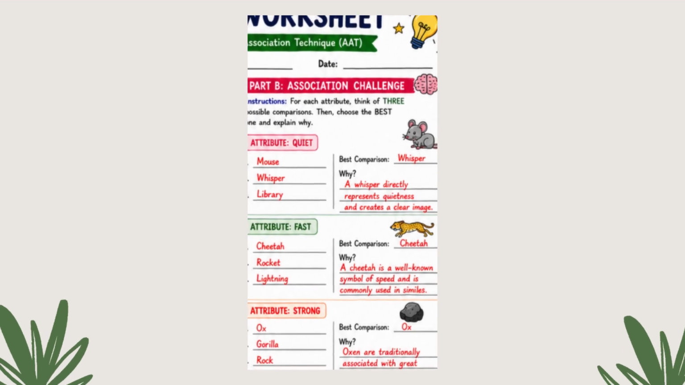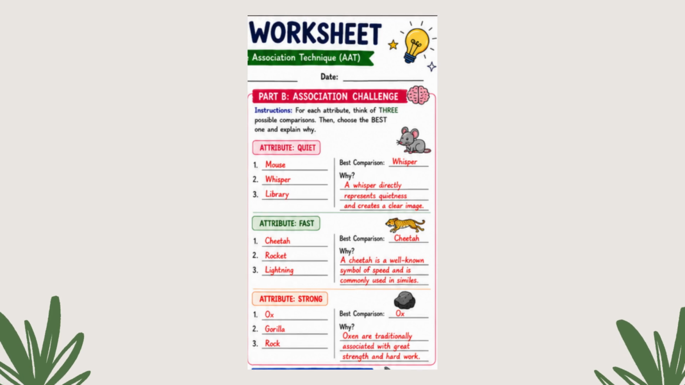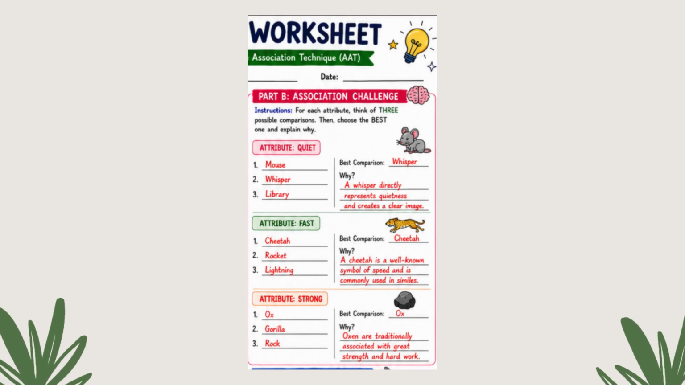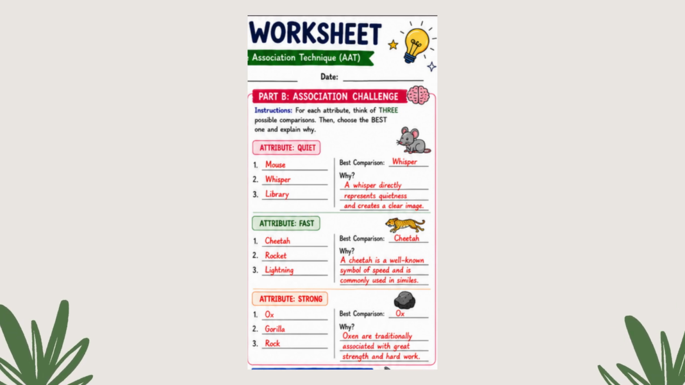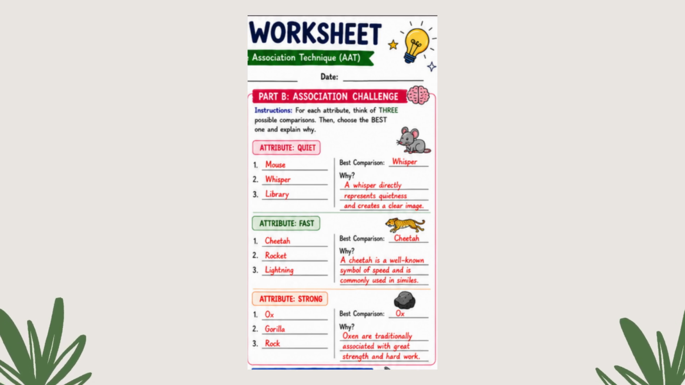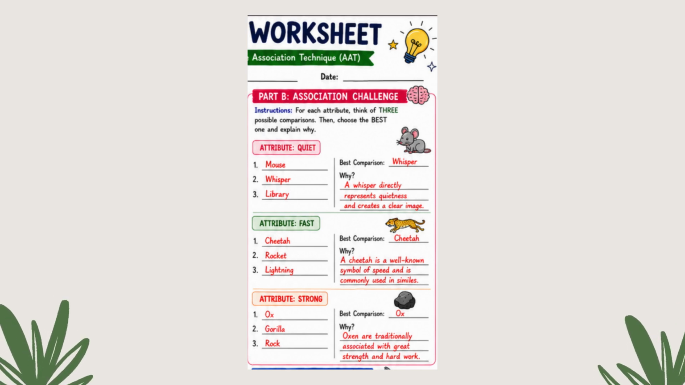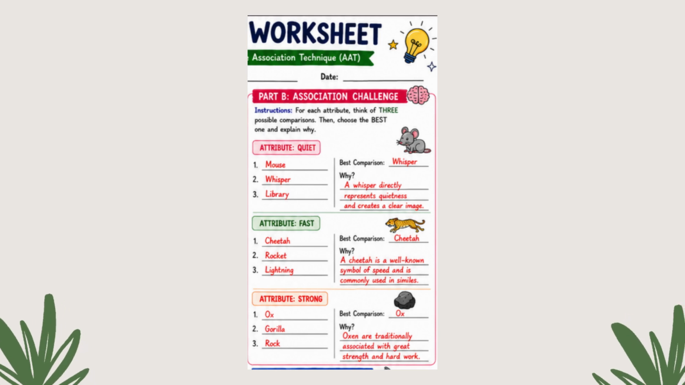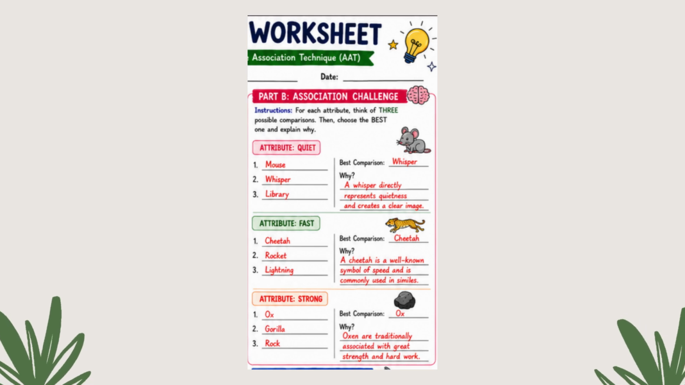In Part B, Association Challenge, once students understand attributes, they move to Part B. Students are given an attribute such as quiet, fast, or strong. They must brainstorm 3 possible comparisons for each attribute and then choose the most suitable one. Most importantly, students must justify their choice. This activity develops associative thinking because students learn that there can be multiple possible comparisons for the same attribute.